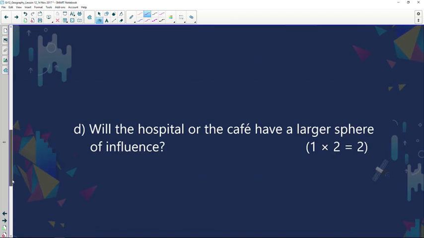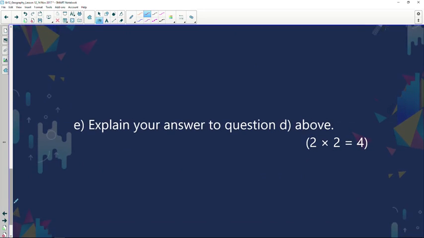Will the hospital or the cafe have a larger sphere of influence? Now, obviously, the hospital will have a much bigger sphere of influence, because people are much more willing to travel further if they're diagnosed with a sickness or they need medical care. And there's only certain doctors who specialize in that type of treatment. Whereas the cafe's sphere of influence is going to be much smaller, people from the surrounding area will come and visit the cafe. People are not willing to travel a great distance just to come and have a sandwich or a cool drink at the cafe. Now, the explanation of your answer I've just done above.